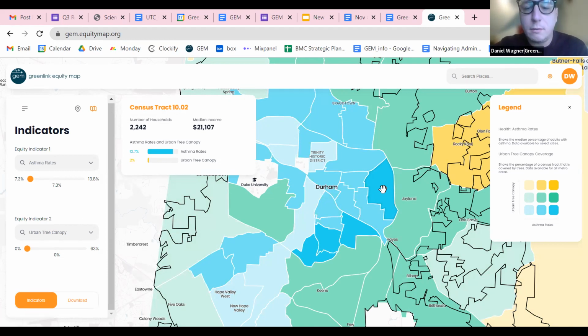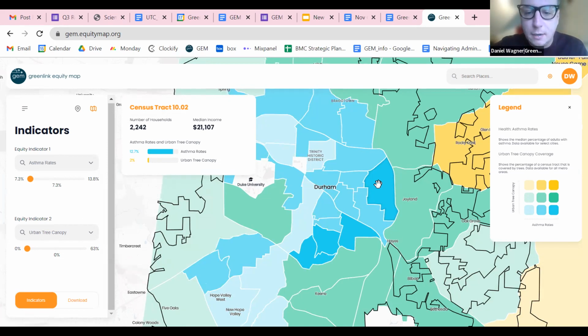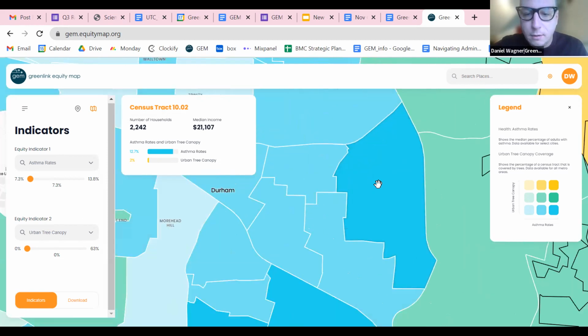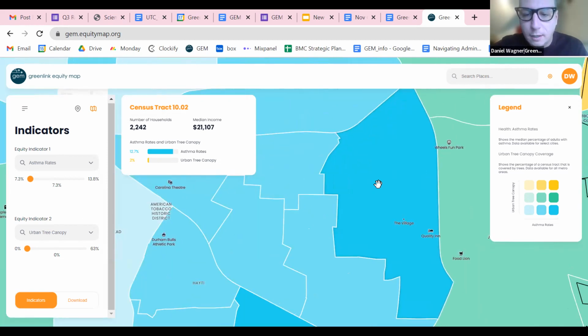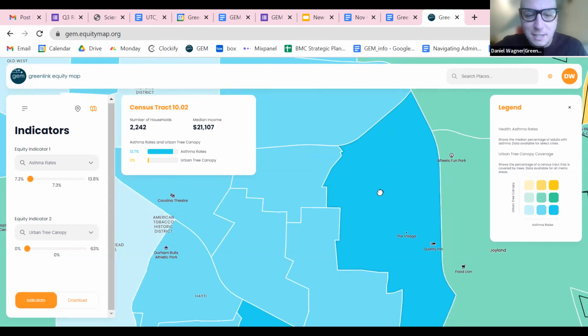Looking forward, I would think to look over in this area right here, which would be, you can get a little bit closer, sort of the village quality. There's a Quality Inn right over there too.